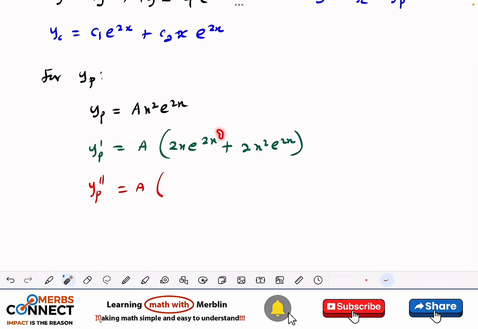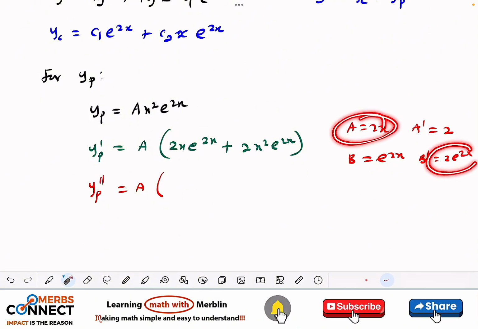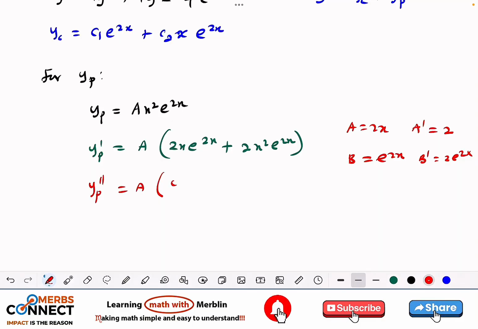Now again, this is a product rule. So I will choose A to be equal to 2x. When I differentiate A, I'm going to have 2. Now choose B. I'll choose B to be equal to e to the power 2x, and B prime will be equal to 2e to the power 2x. So I'm just working with this. So multiply this one by this. This is going to give us 4x e to the power 2x plus, multiply this to this, which is going to give us plus 2e to the power 2x.